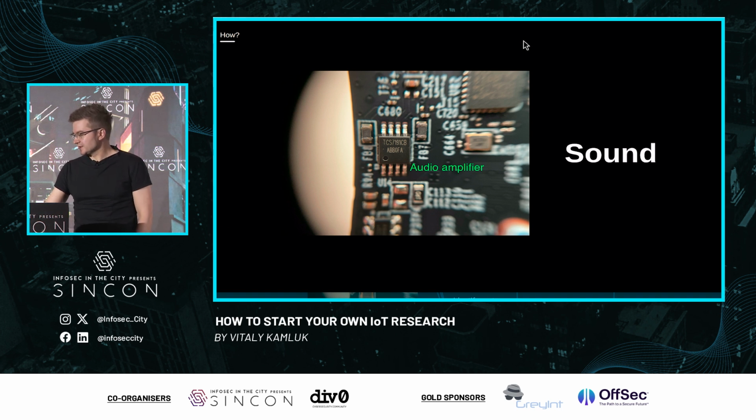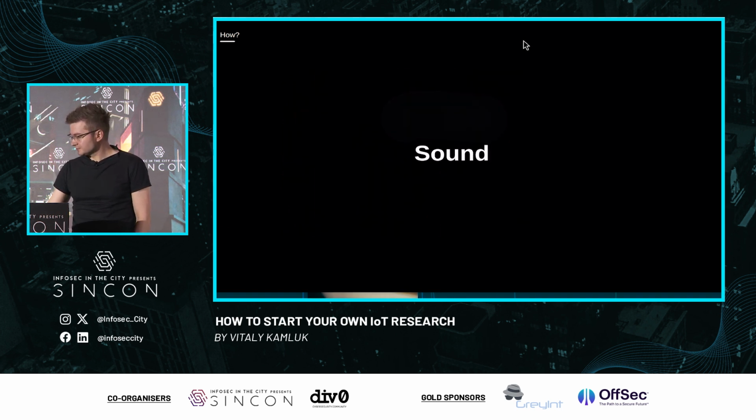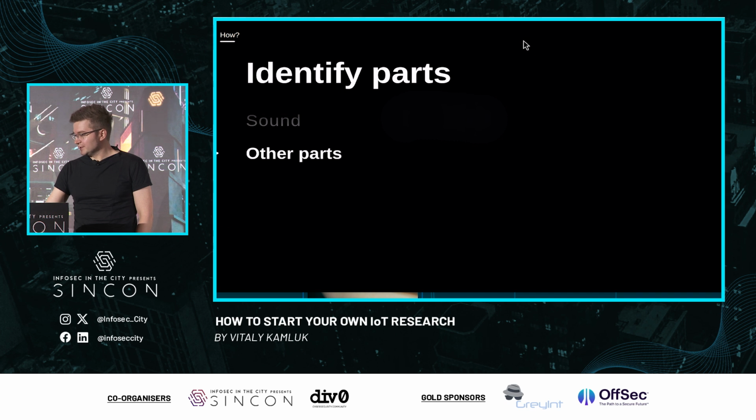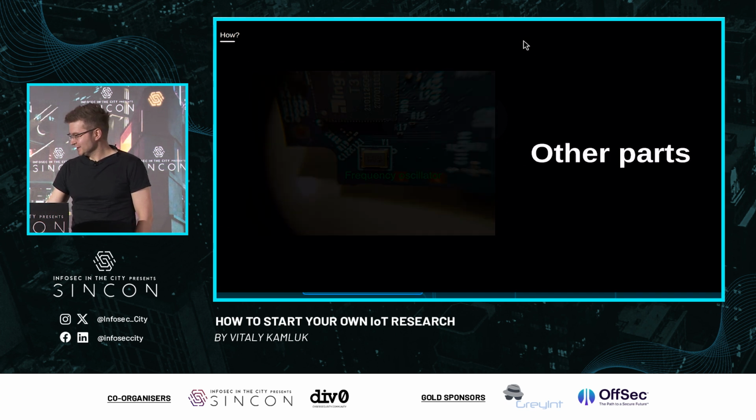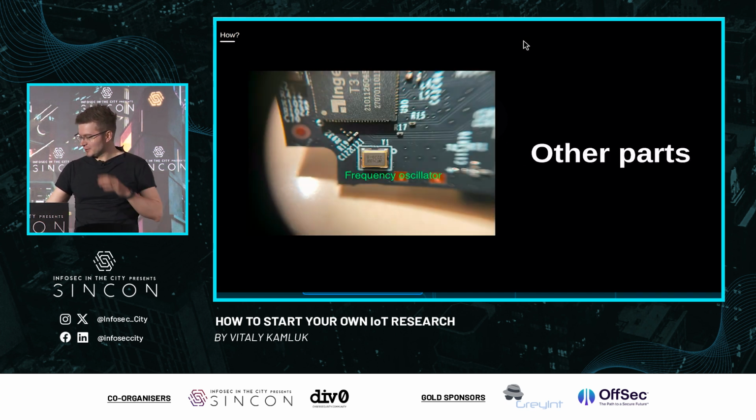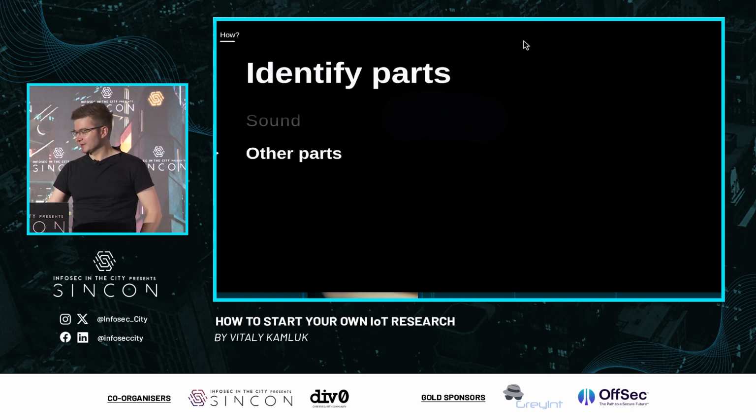So this, for example, is a sound amplifier here. And they're all tiny, of course, so you have to really gear up with a good magnifier lens, and this is a frequency oscillator. So there are some other less relevant parts. And I tried to find the memory chip. It just wasn't there. It didn't have memory, which is not possible, right?